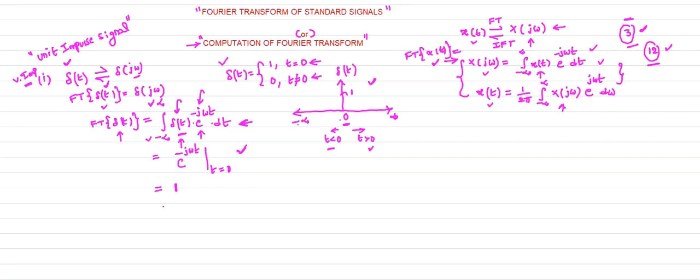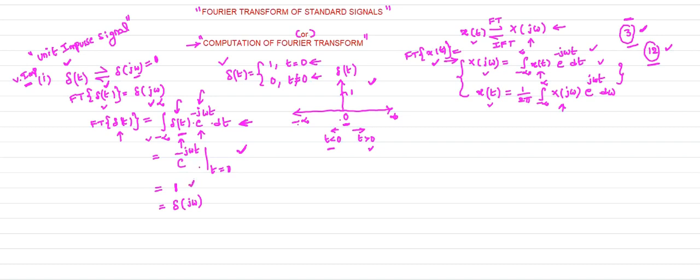That means the Fourier transform of the unit impulse function is what? It is 1. So your delta of j omega is equal to 1, unity value. The Fourier transform of the unit impulse function is nothing but 1.